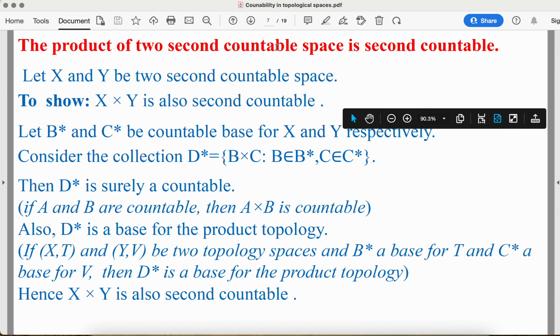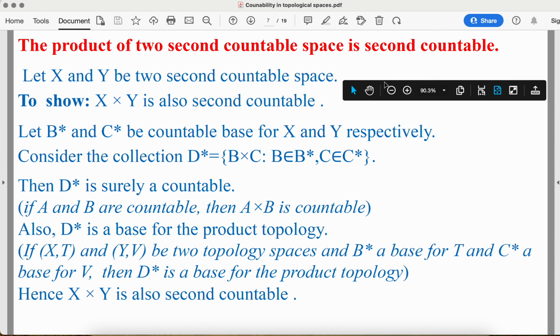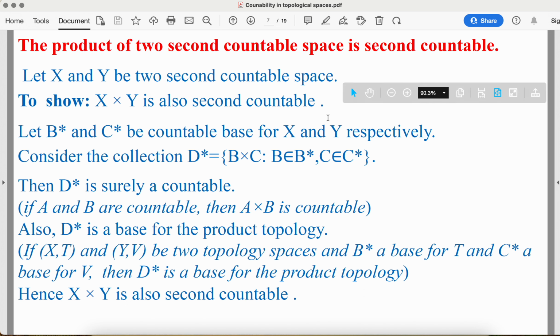The product of second countable spaces is second countable. Let X and Y be two second countable spaces. It means we have to prove that X cross Y, the product of X and Y, is also second countable. Suppose B star and C star are countable bases for X and Y respectively. B star is a countable base for X and C star is a countable base for Y.